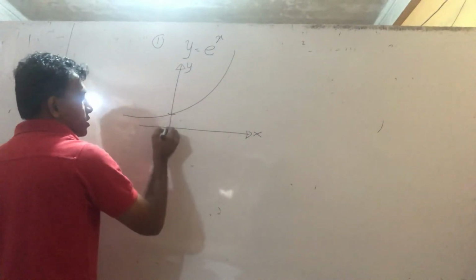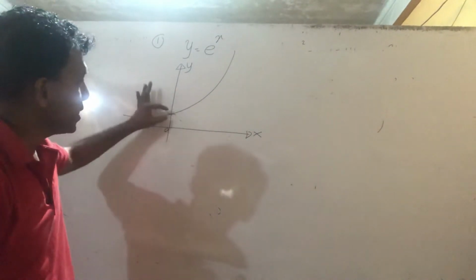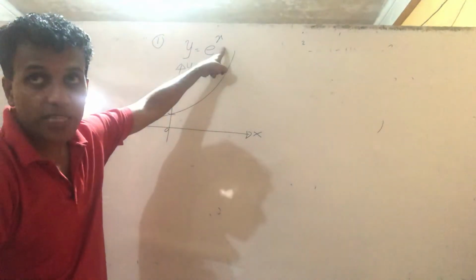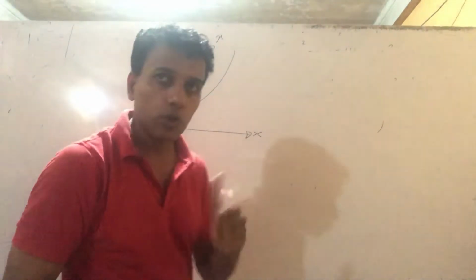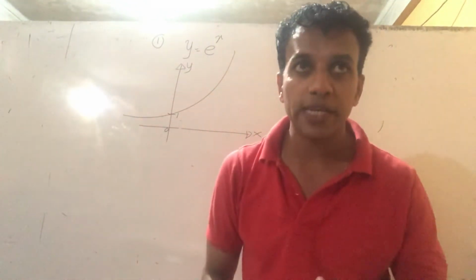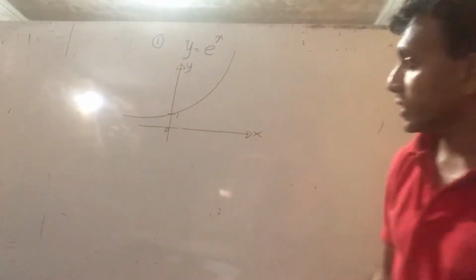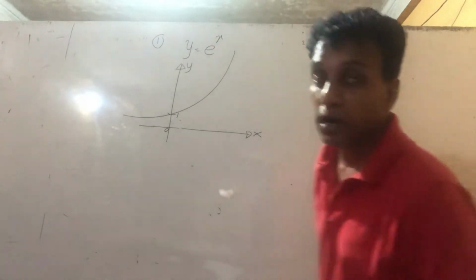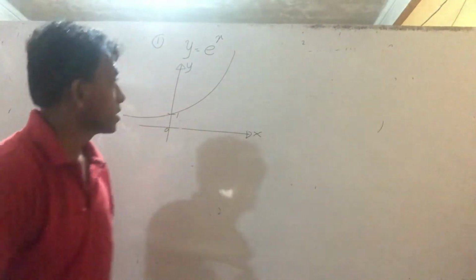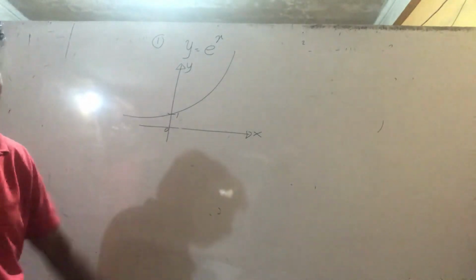If you put x equal to 0, y is 1. If you have doubt, you can use your calculus dy over dx method to draw this graph. It becomes like that, y equal e to the power x. That is the shape of the graph y equal e to the power x.